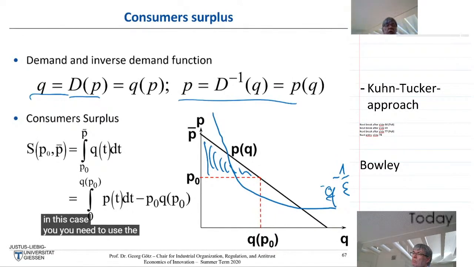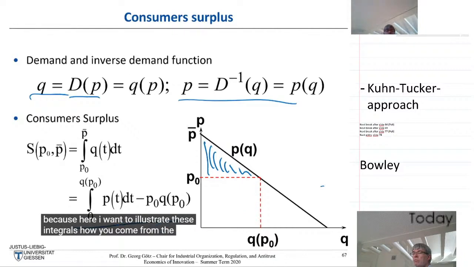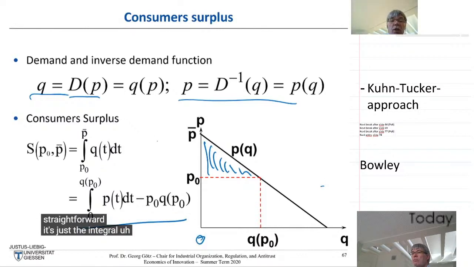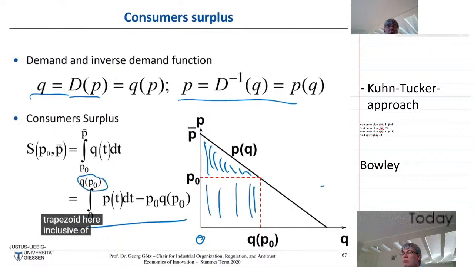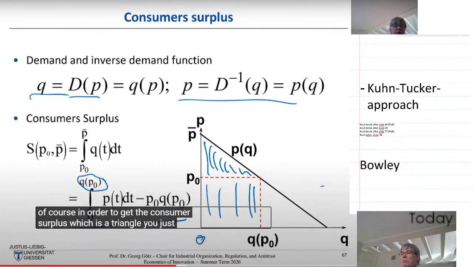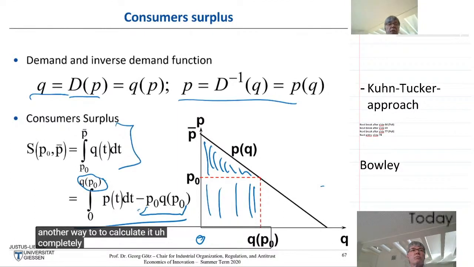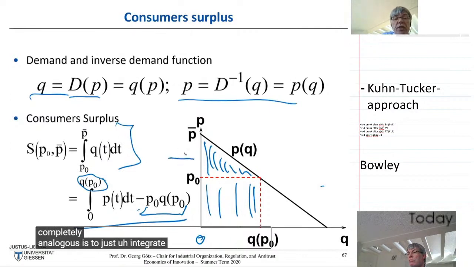You need to use the integral, and I erase it again, because here I want to illustrate these integrals, how you come from the diagram to the integrals. This second integral here is very straightforward. It's just the integral below the demand curve, from 0 up to Q of P0. And of course, you get then the whole trapezoid, inclusive of the expenditure, P0 times Q of P0. In order to get the consumer surplus, which is a triangle, you just have to subtract your expenditure. Another way to calculate it, completely analogous, is to integrate in this direction.